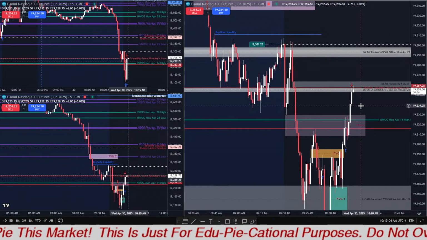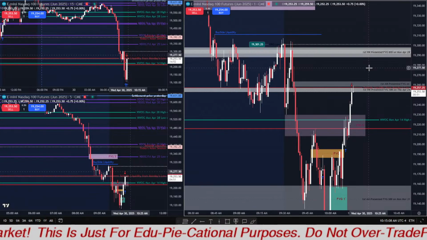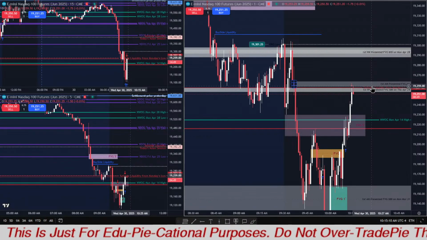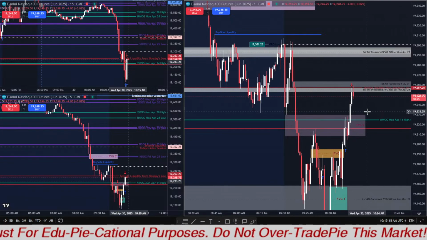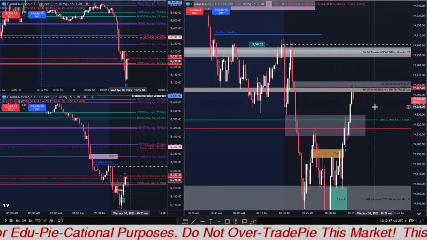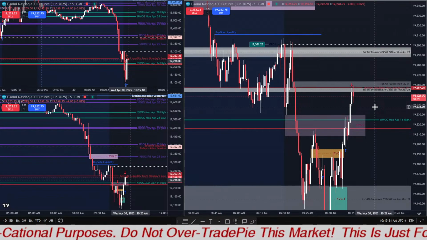Now we touched the low of the first presented fair value gap. In my opinion, this can also be seen as another position for 20 handle runs, but to me, this is enough for trading today.